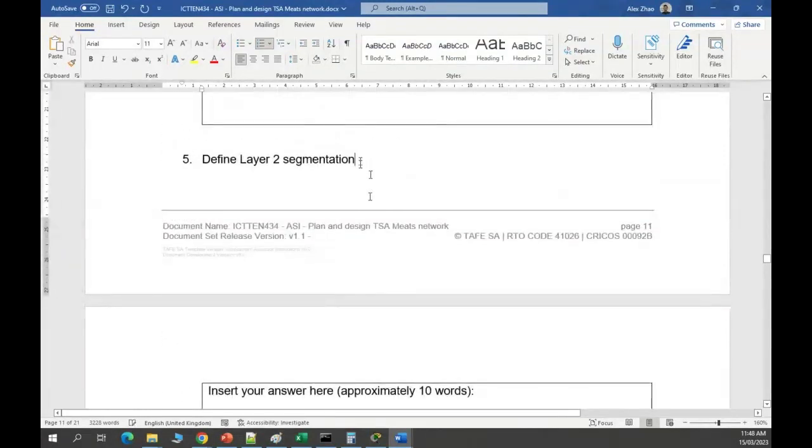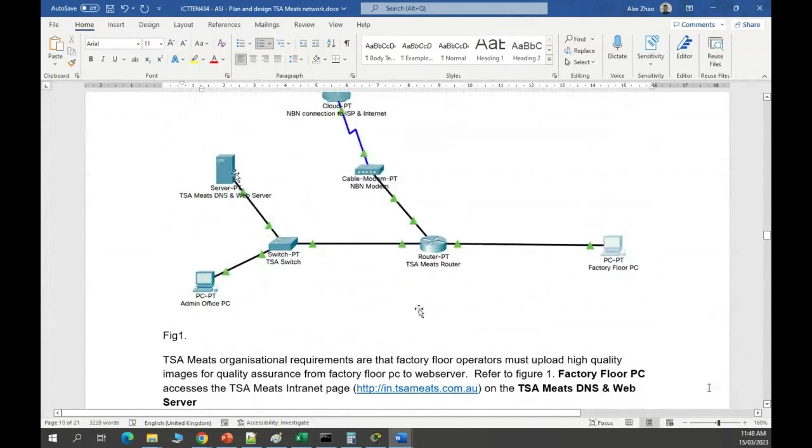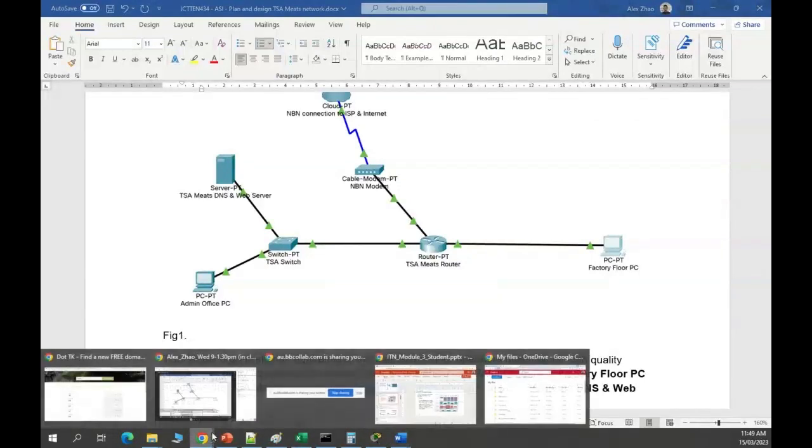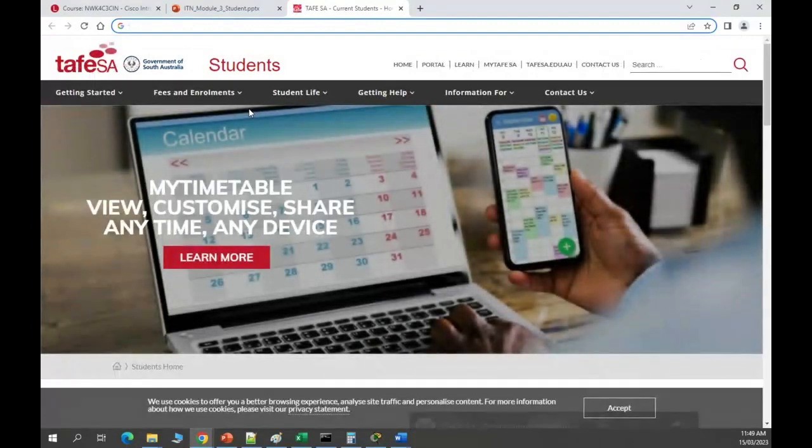Oh, this one's a little bit hard. Layer 2. So we're talking about segmentation again. Segmentation is dividing this network up, right? So the router, what layer device is that? Layer 3. So that's a layer 3 segmentation we're talking about here, right? Which device here is a layer 2 device? Switch. Okay. So therefore, what is layer 2 segmentation?